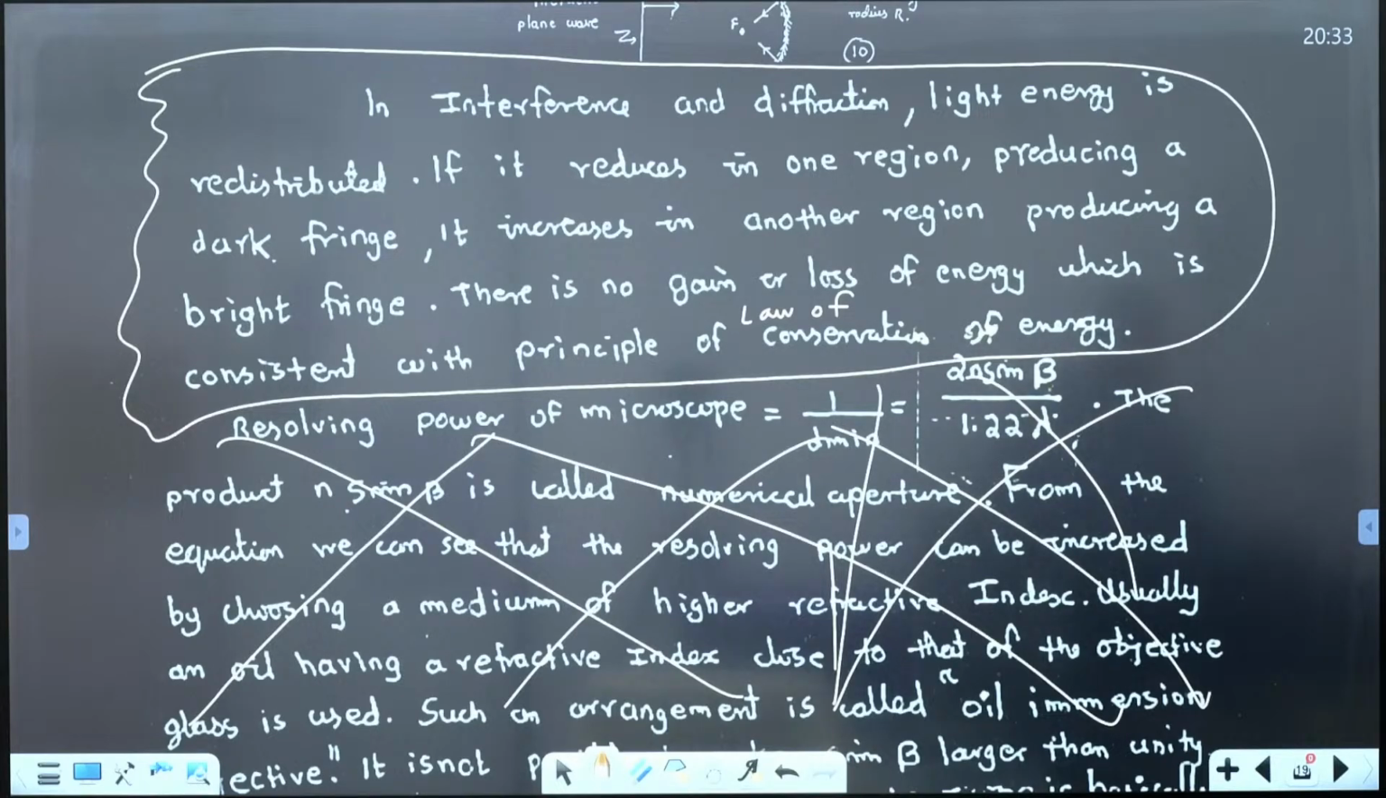Is there any pressure change? No. Pressure also remains the same. Generally, we won't consider pressure as an important parameter. Pressure also remains the same. Devika, pressure doesn't vary. Pressure remains the same.